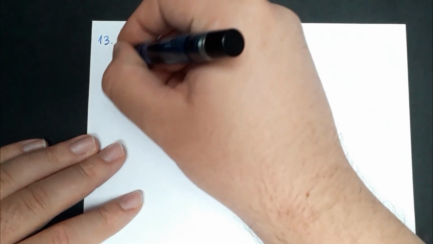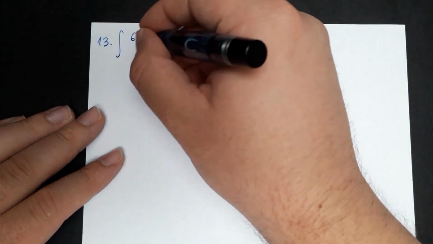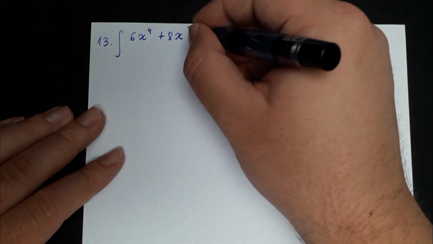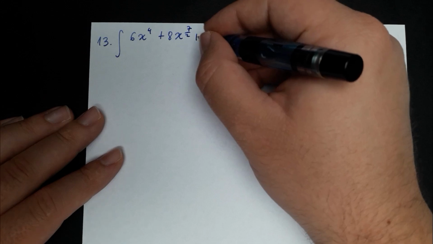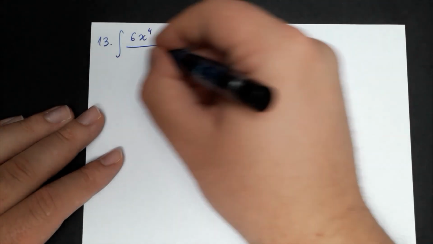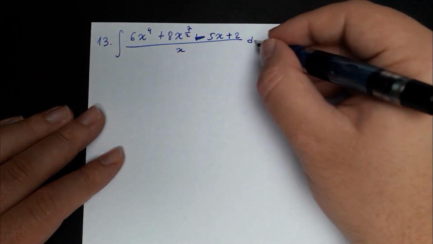Integral number 13 on our list is (6x to the power 4 plus 8x to the power 7/2 minus 5x plus 2) divided by x dx.